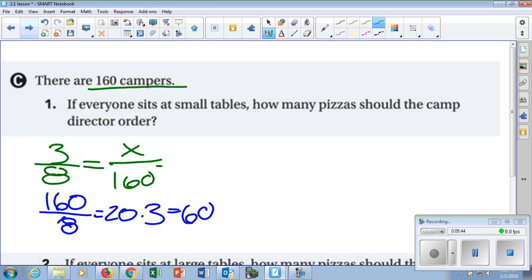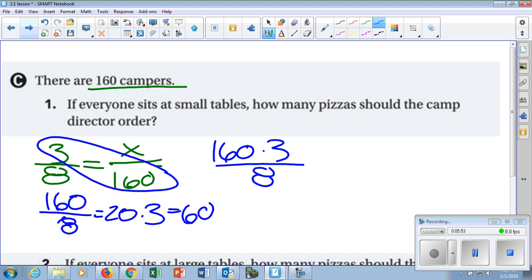Another way is the cross multiplying. So we could do 60 times 3, because those are our crosses, and then divide it by what we have left over. They both get us the same answers. Everyone see how we got the same answers there? So 60 pizzas. That's how many he's going to need.